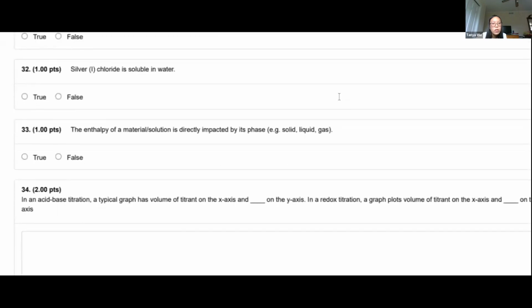Okay, silver chloride is soluble in water. So for this one, you look at the solubility table that is in the slides. Silver is Ag, by the way, and chloride is Cl.